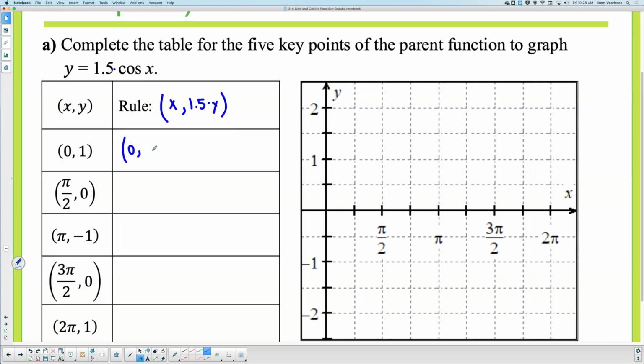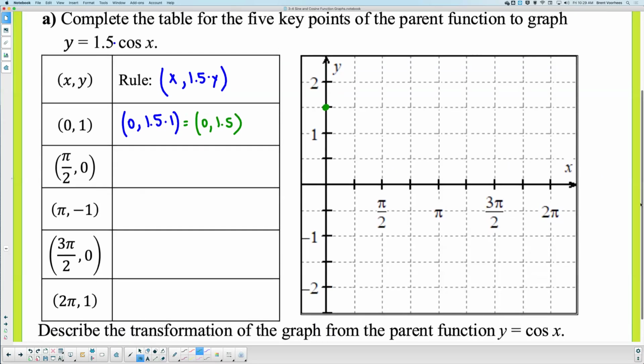So my first point would be 0, and then 1.5 times 1. What is 1.5 times 1? 1.5. So this cosine graph would start here. That would be its initial point, and that will be its maximum. The next point, which is pi over 2, comma 0. Pi over 2 remains, but I have 1.5 times 0. What is 1.5 times 0? 0, good. So we'll have the next point at pi over 2, comma, 0.